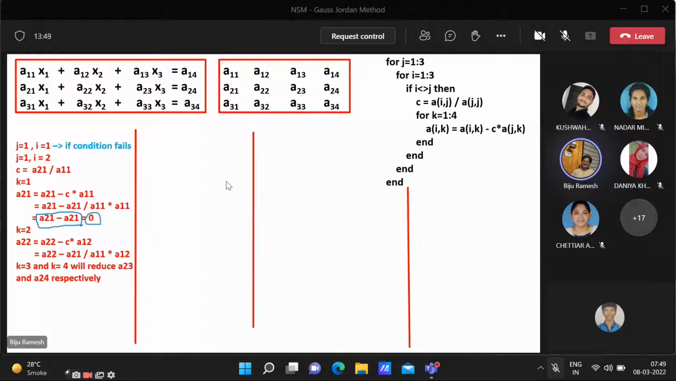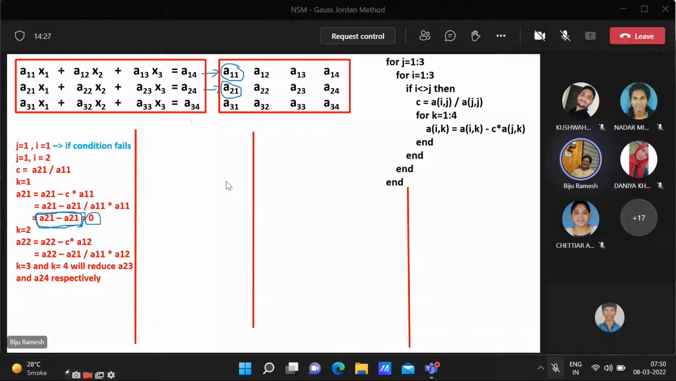So this is what we are going to arrive at. For that, what should we do? What we are going to do is, for reducing A21 to 0, we will be using this coefficient. This is the second row, and we will be using the first row values to reduce A21 to 0.